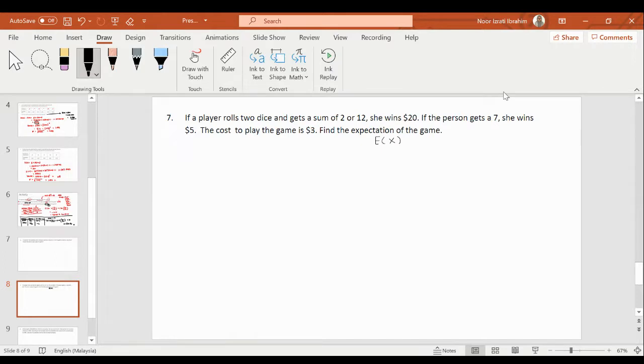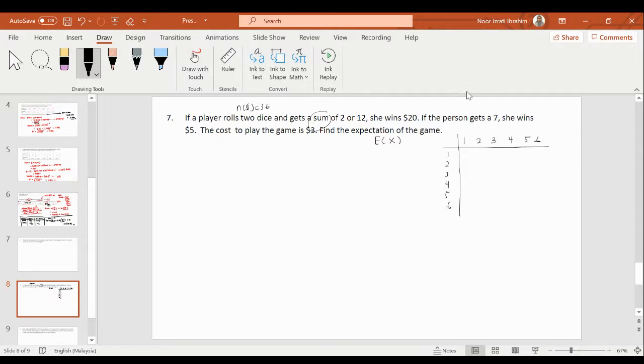So first we have to know that when we roll 2 dice, we get 36 outcomes. And our interest is the sum of the two numbers. So when we roll 2 dice, we get either 1, 2, 3, 4, 5, 6 for the first dice, and 1, 2, 3, 4, 5, 6 for the second dice.